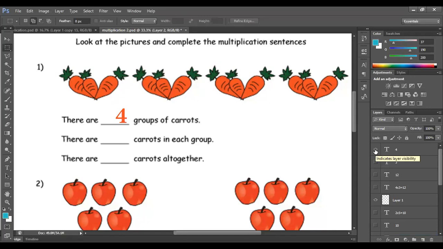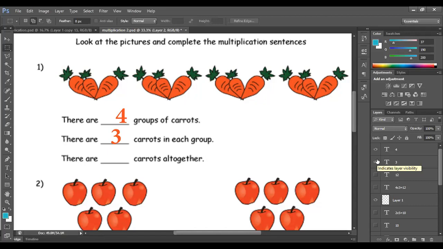The second step is to count the number of cards in each group. Count 1, 2, 3. 1, 2, 3. 1, 2, 3. And 1, 2, 3. So I have 3 cards in each group.